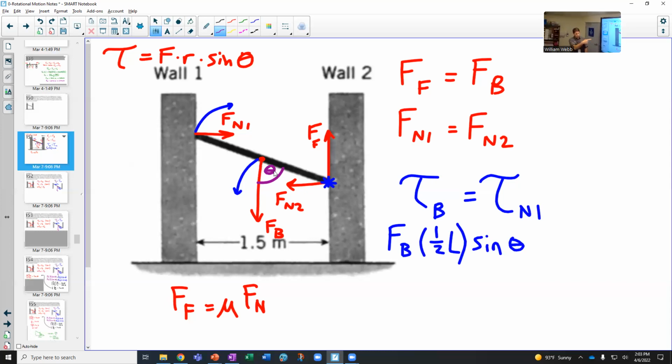All right, so how about the normal force? How is this torque equation going to look? Well, let me go back to our blue here. Well, it's gonna have.